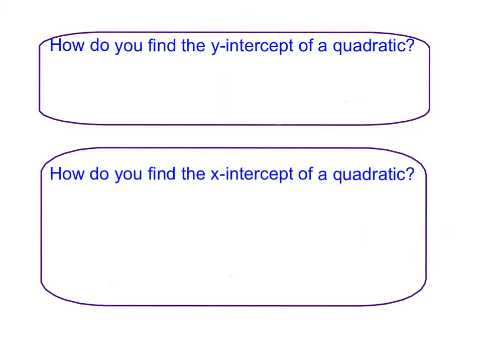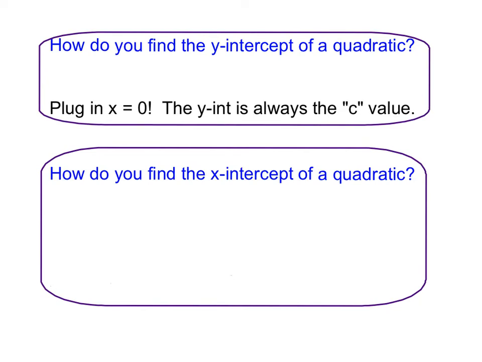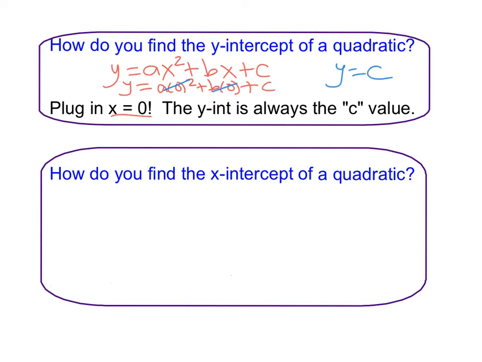All right, so how do you find the y-intercept? The y-intercept is when you plug in 0 into the equation, and it's always the c value. Remember, we have ax squared plus bx plus c. If we let x equal 0, we get y equals a times 0 squared plus b times 0 plus c. So the a and the b go away, and we just get c. So your y-intercept is the c value.